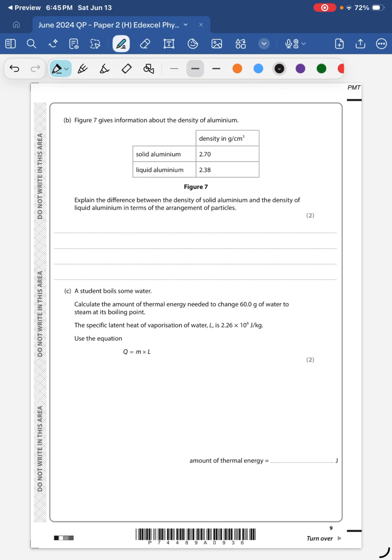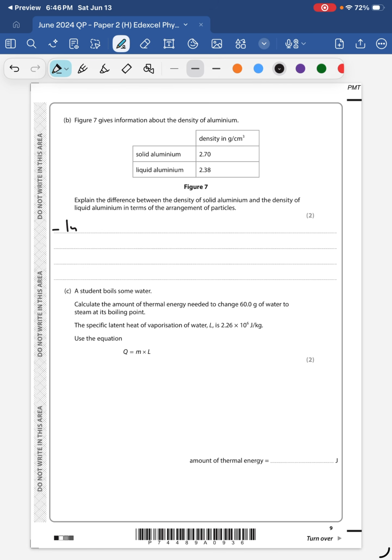B. Figure 7 gives information about the density of aluminium. So solid aluminium is denser than liquid aluminium, which is the case for most solids and liquids except water. Explain the difference between the density of solid aluminium and the density of liquid aluminium in terms of the arrangement of particles. This is solid state physics, by the way. For those of you who will go on to study physics at some point in their lives, do I recommend that? I don't know. I'm going to make a different video about that.